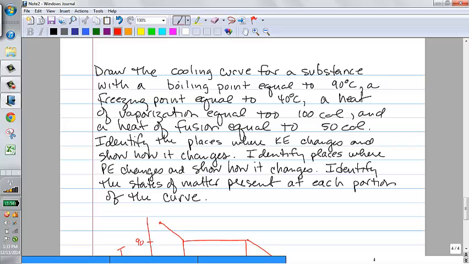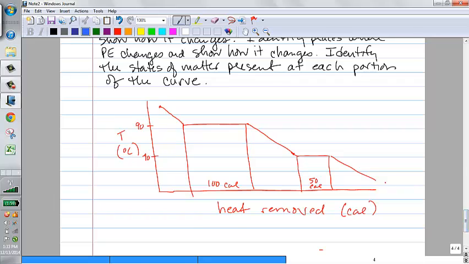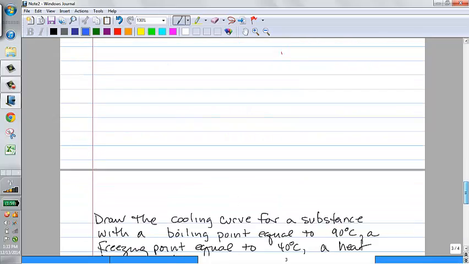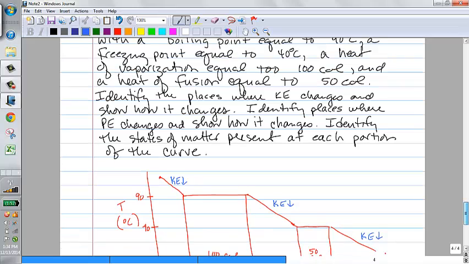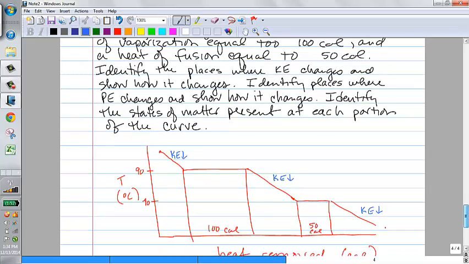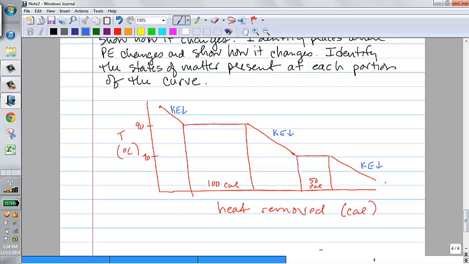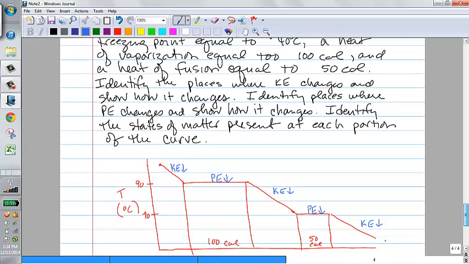And then it says identify places where the kinetic energy is changing, and that's where the temperature is dropping. So the kinetic energy is going down here, the kinetic energy is going down here, the kinetic energy is going down over here. And then it says identify places where the potential energy changes and show how it changes. Potential energy is going down. Potential energy is going down at the flat portions of the curve because bonds are forming.